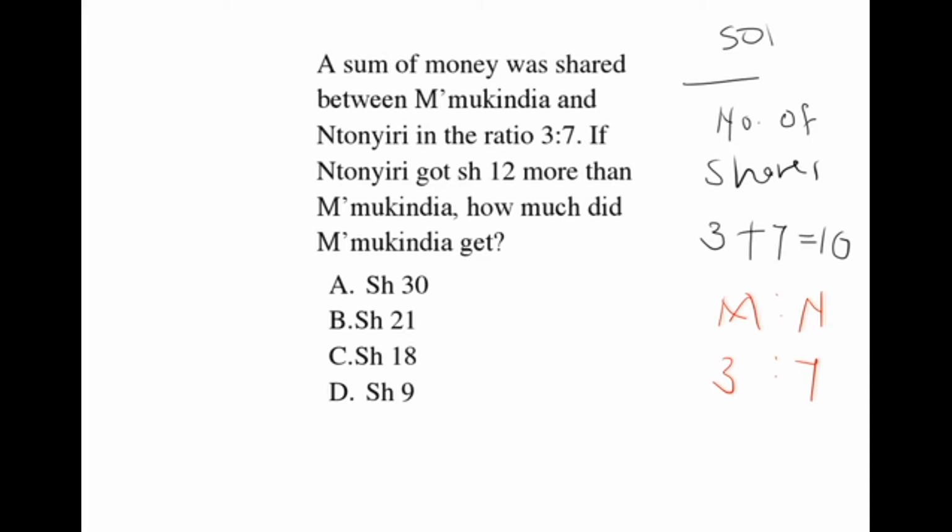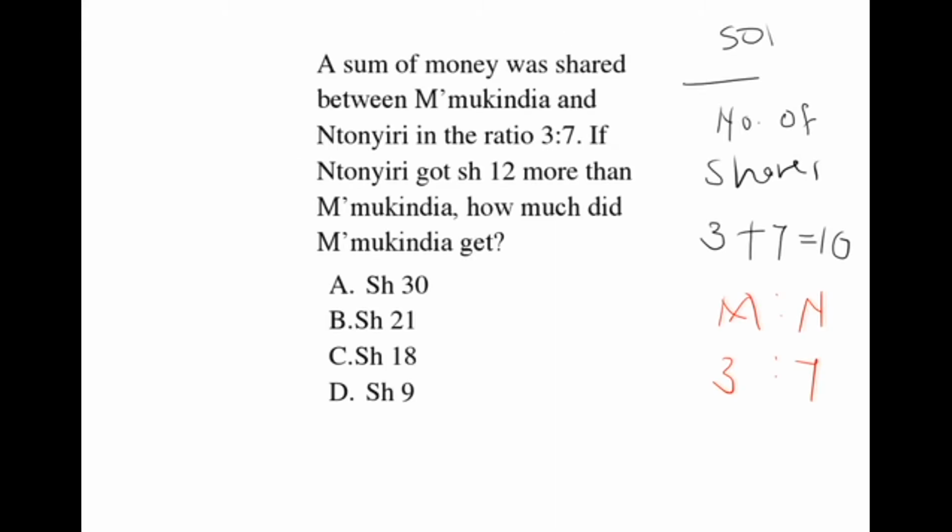Therefore, having the total number of shares as 10, Mukidia has 3/10. We use M to represent Mukidia, 3/10. Tonyiri has 7/10.